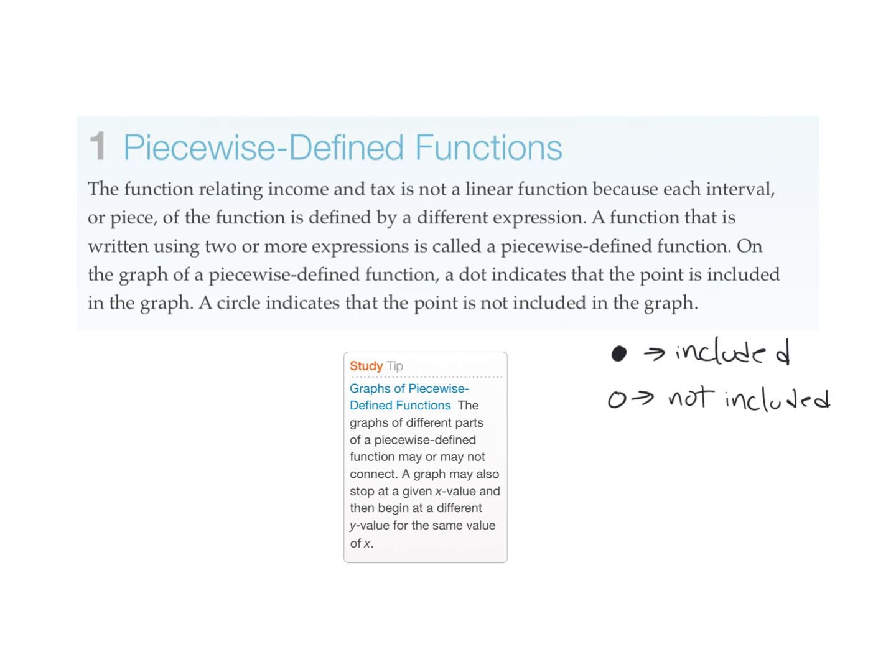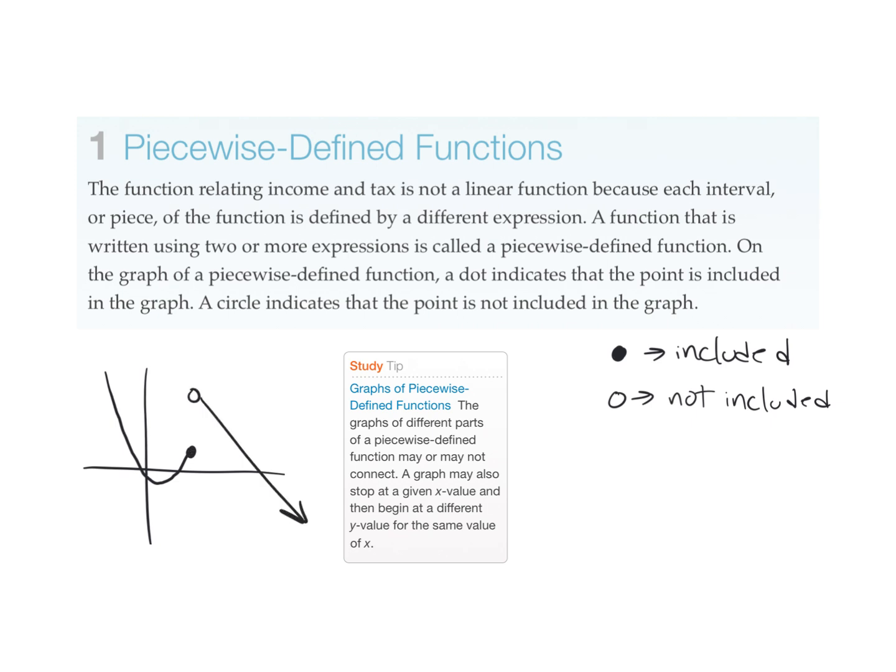Just as a study tip, the graph of different parts of the piecewise function may or may not be connected. A graph may also stop at the given x value and then begin at a different y value at the same value of x. So a piecewise function can easily look, let's say this is a graph, like a parabola that stops right here with a closed circle, and then it'll have an open circle and then just drop.